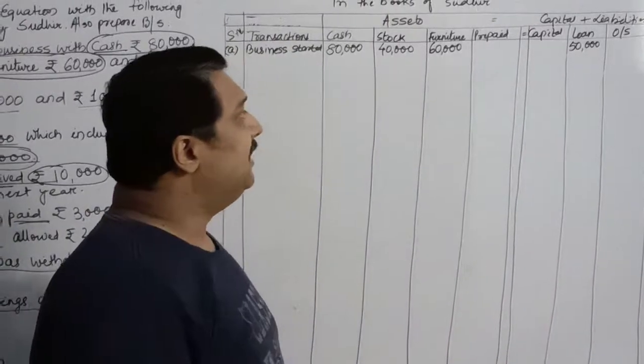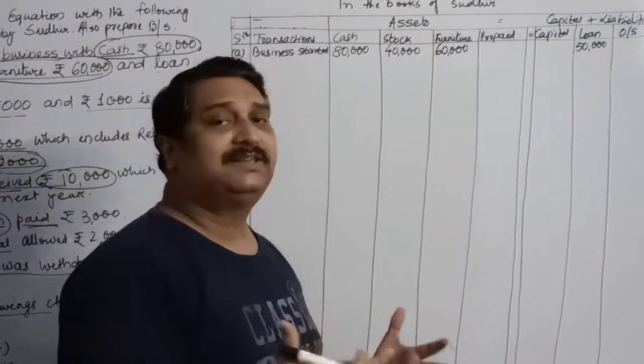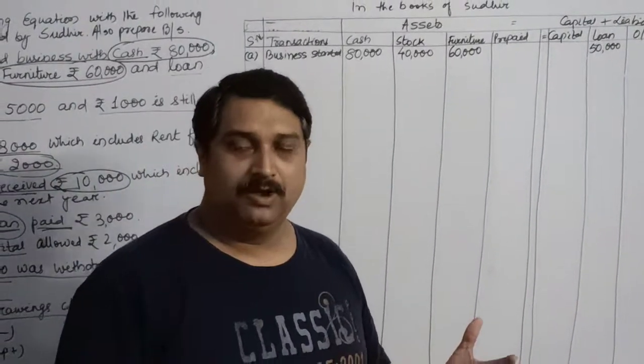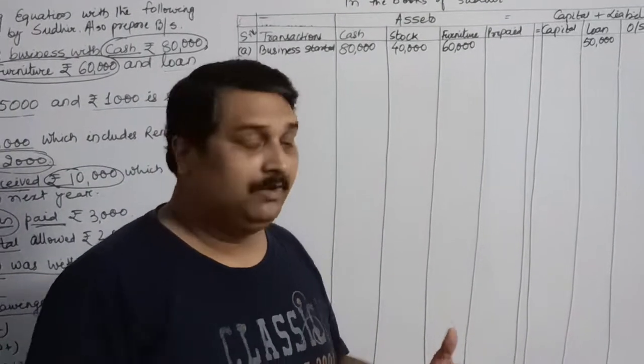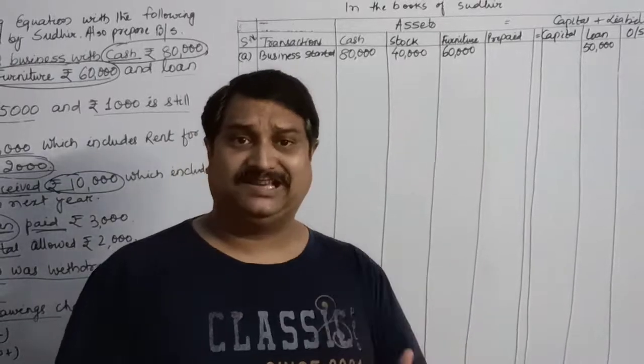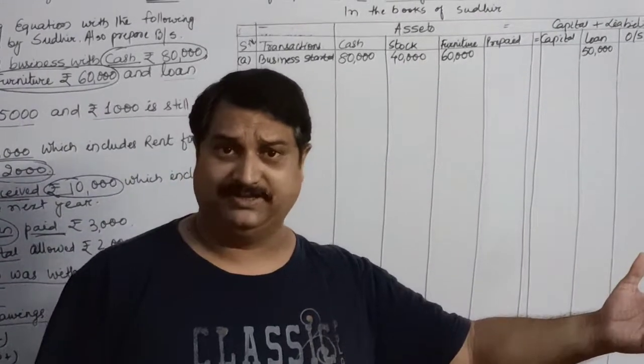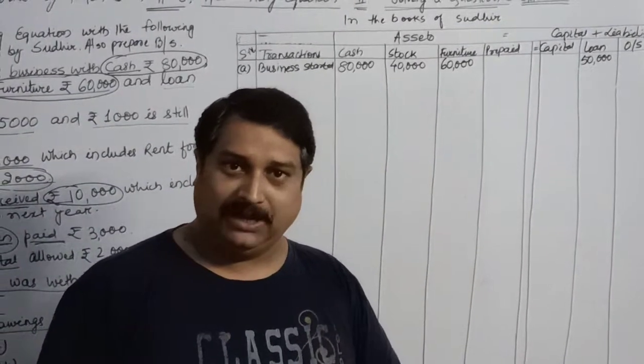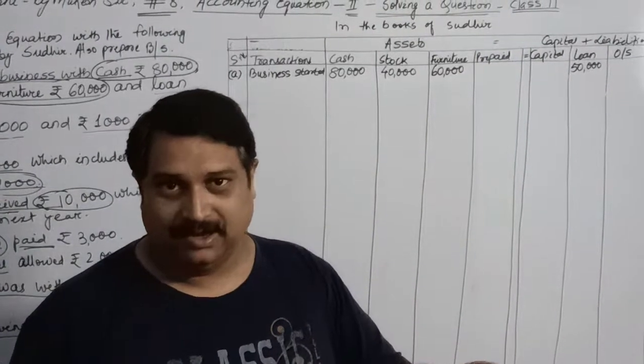Now the question is, whenever business is started, that is called capital. So how much should be the capital? Now if you see, what is the formula? The accounting equation says assets is equal to capital plus liabilities. If you have to find capital, it will be assets minus liabilities.